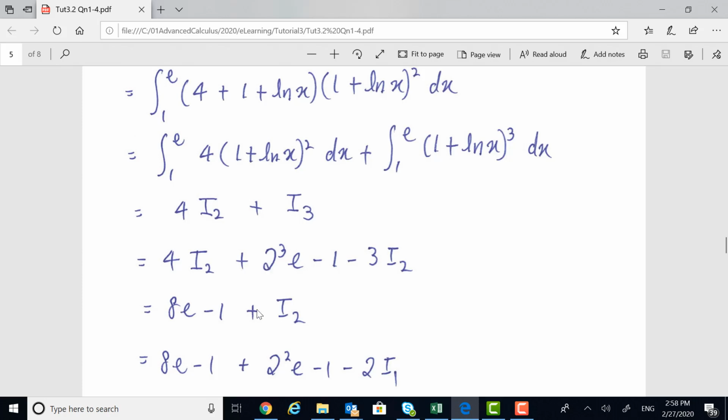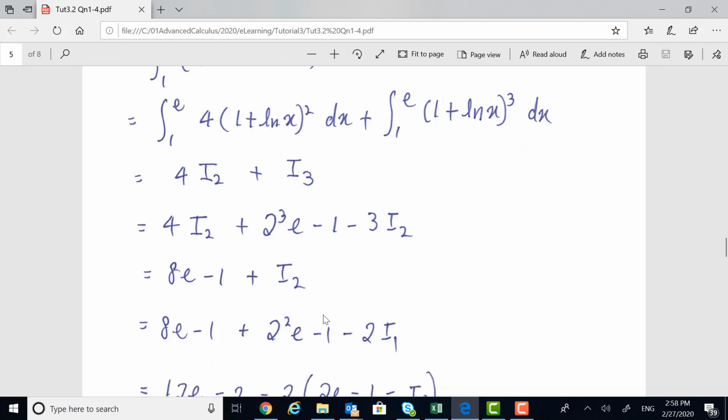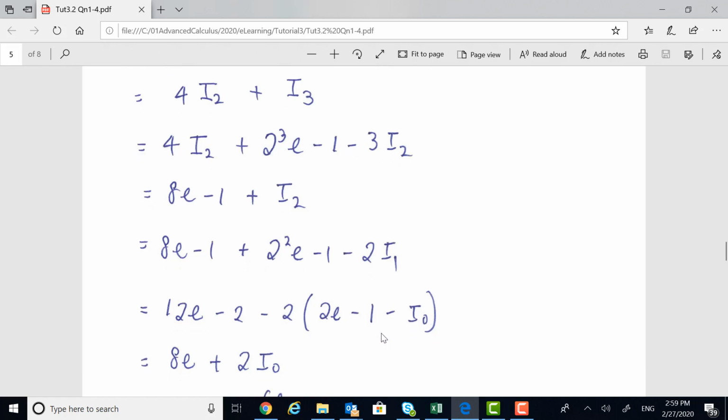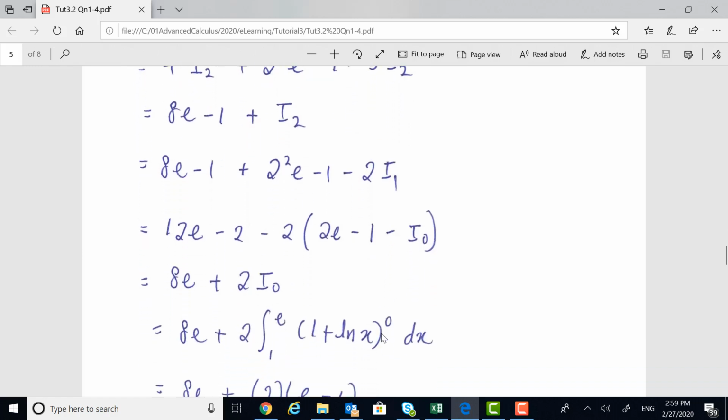2 cubed is 8. Now I apply the formula that we've proven on I_2. I get this, and then applying the formula to I_1, I got this. So from this line to this line, what happened is I've combined these two together, and minus 1 minus 1 give minus 2 is here. So this minus 2 times this whole thing is actually I_1. And then tidy up to become 8e plus 2 I_0.